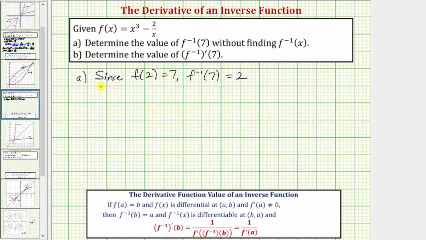So applying this formula, the derivative of f inverse at x equals 7 is equal to 1 over f prime of f inverse of 7. And again, we already know f inverse of 7 equals 2, so we can write this as 1 over f prime of 2. Before we find this value, though, let's look at this graphically.